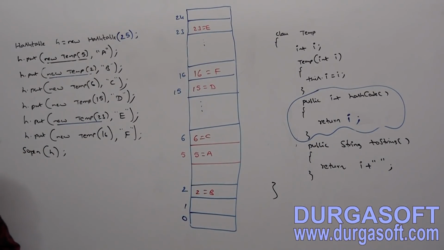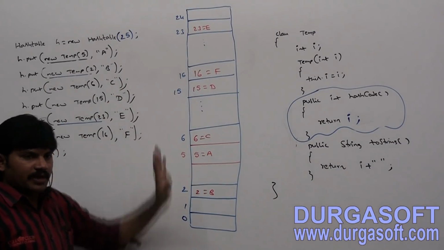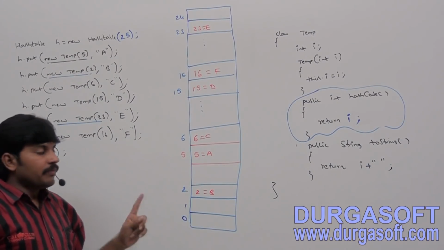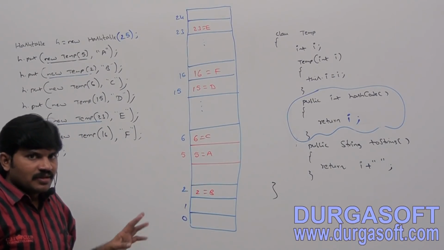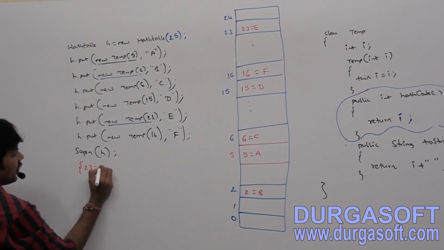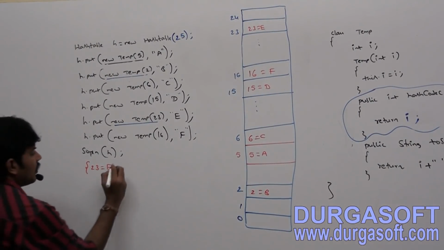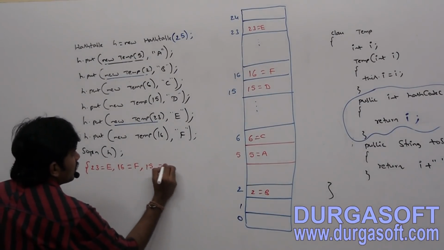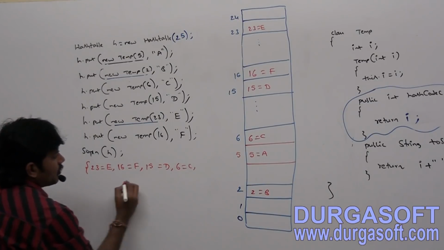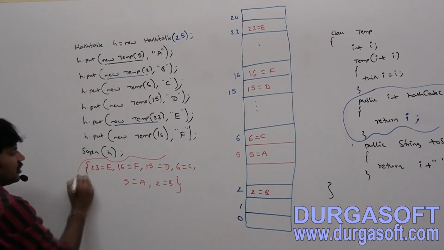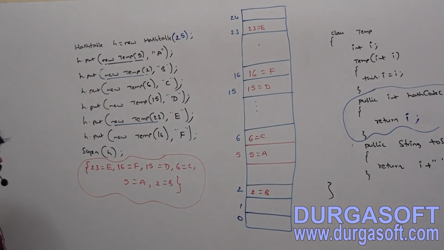So the total data is spread from 0 to 24 buckets, right? Based on the hash code, the entries will be saved. Based on the hash code of keys or values? Keys, remember. Now, if I print System.out.println(h), what is the answer? 23=e, 16=f, 15=d, 6=c, 5=a, 2=b. This is the output we get by default.